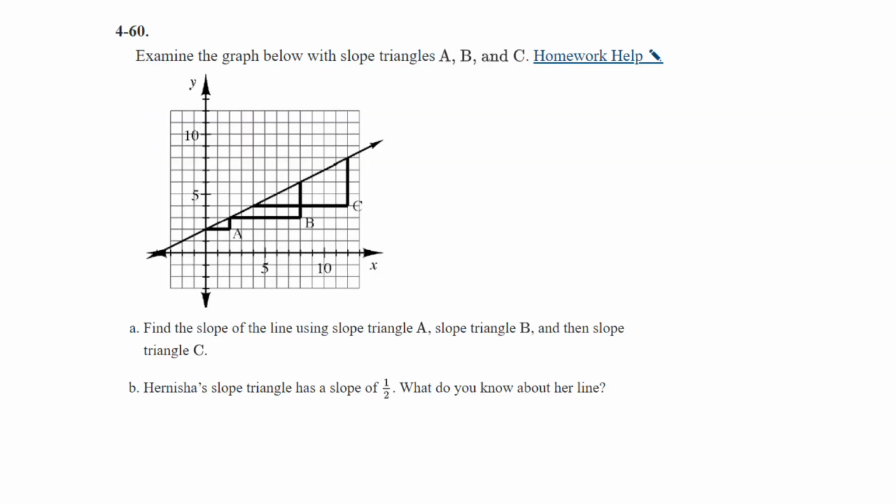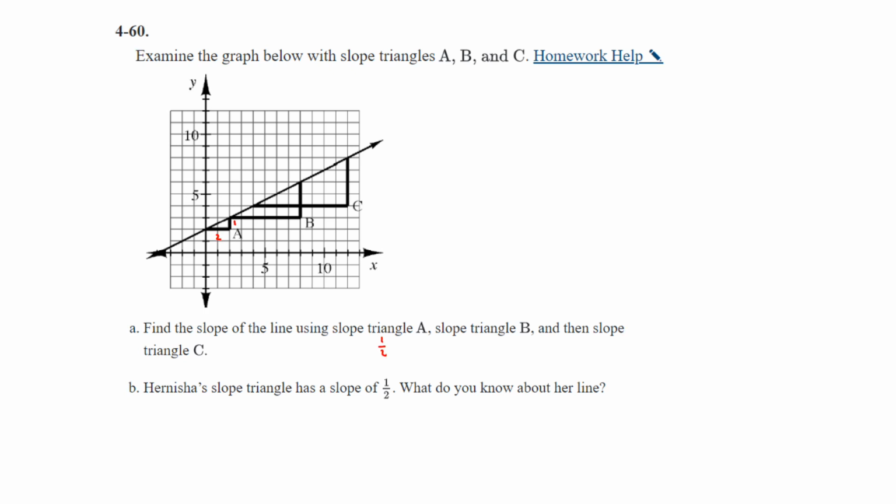Question 60, examine the graph below with slope triangles A, B, and C. Part A, find the slope of the line using slope triangle A, slope triangle B, and then slope triangle C. So let's go ahead and start with slope triangle A. We'll notice that the change of x is 2 and the change of y is 1. So slope triangle A would be 1/2.